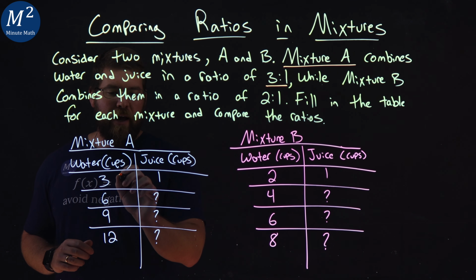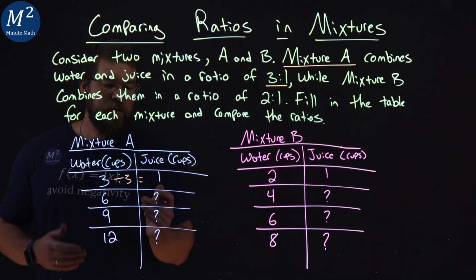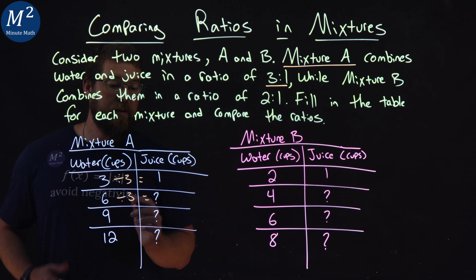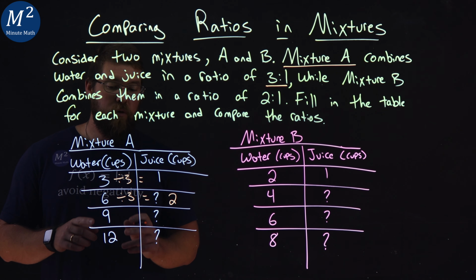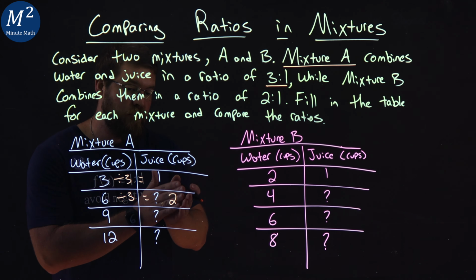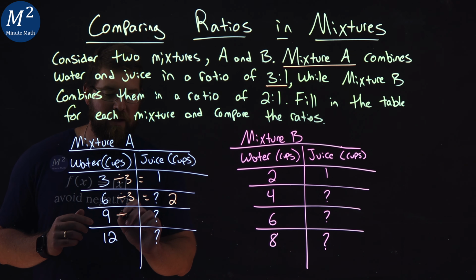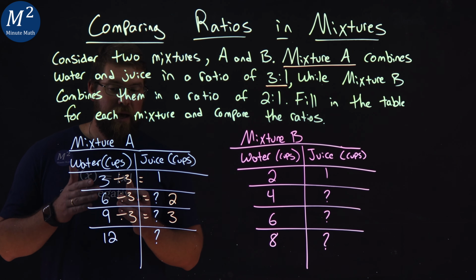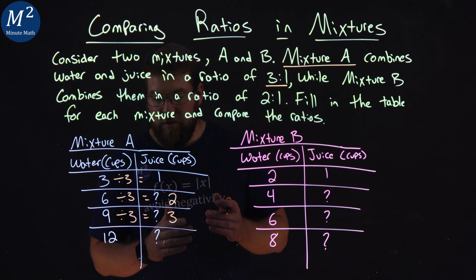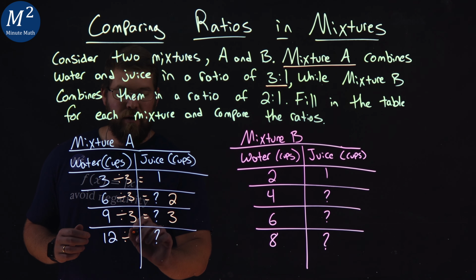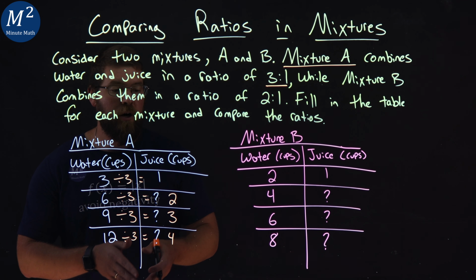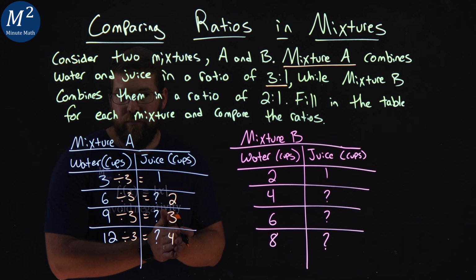So if we apply that here to our next values, 6 here divided by 3 is going to give us a 2. So every 6 cups of water gives us 2 cups of juice. We can apply the same thing here. 9 divided by 3 is a 3. 9 cups of water, 3 cups of juice. And lastly here, 12 divided by 3 gives me a 4. For every 12 cups of water, we have 4 cups of juice.